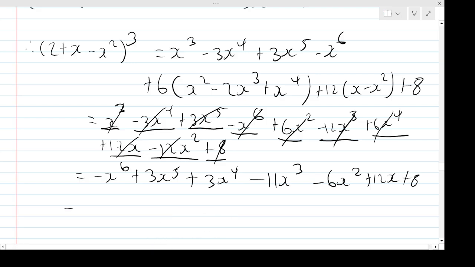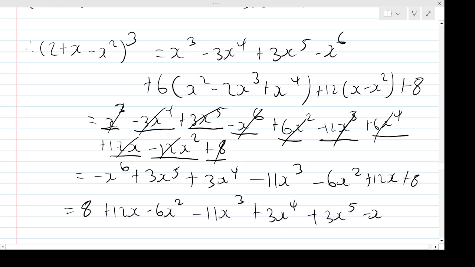So we start from 8 and then plus 12x minus 6x squared minus 11x cubed plus 3x to the 4 plus 3x to the 5 minus x to the 6. And there we are. So that's our actual answer then, in ascending order of x. So again, if you see anything about ascending order of x, it means the powers of x have to go up as you write the terms. So there we are. Cool.